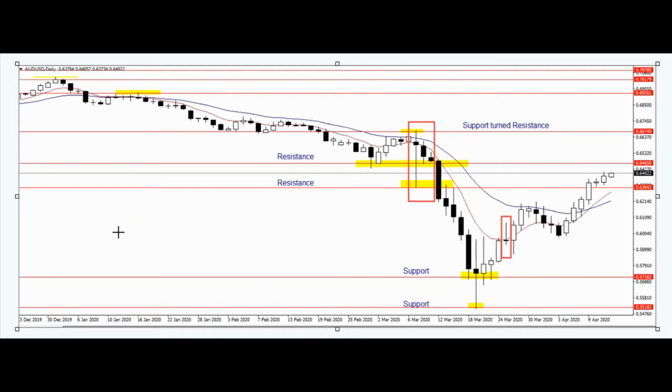Here we have the Aussie dollar USD. The bias in this pair remains very bearish indeed. The relevant levels, we have resistance here at 66740, resistance here at 64650 through the structure here, and resistance at around the 63042 area. We have support at the 57160 area or thereabouts, and of course lower support at 55180 again or thereabouts.